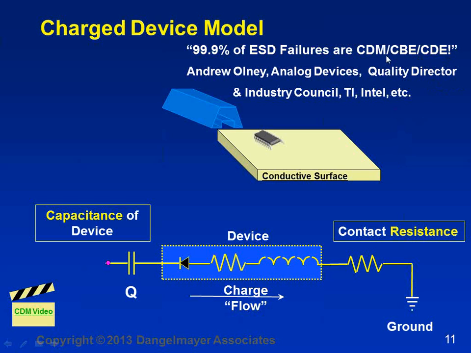Now, the important message here is that because the vast majority of failures are CDM in nature, that is where the highest element of risk is for class 0 as well.